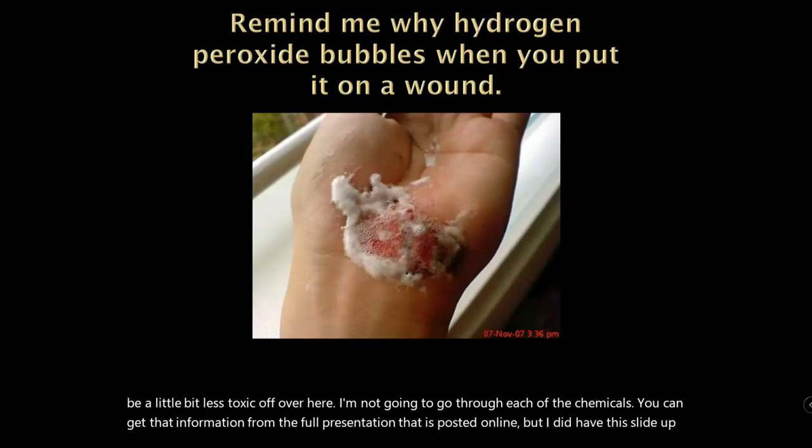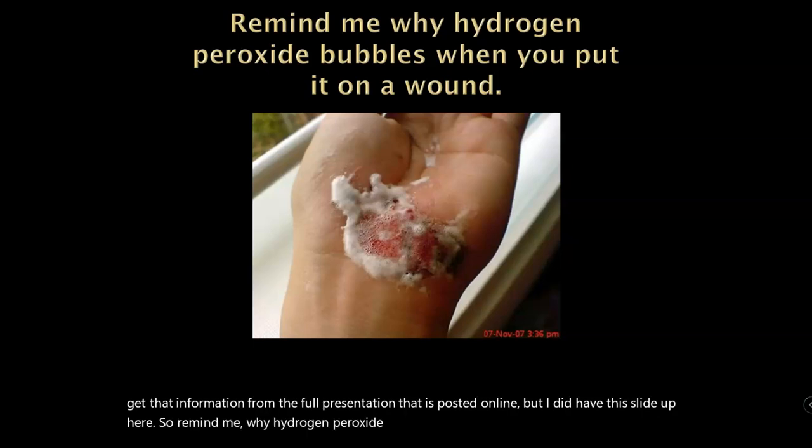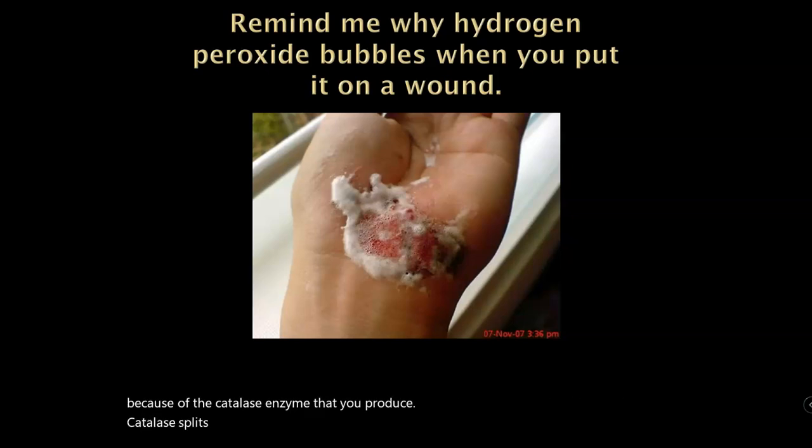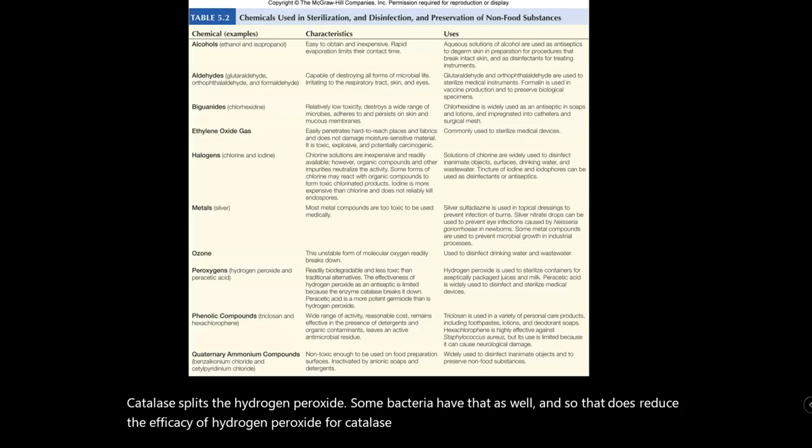So remind me why hydrogen peroxide bubbles when you put it on a wound. That's because of the catalase enzyme that you produce. Catalase splits the hydrogen peroxide. Some bacteria have that as well, and so that does reduce the efficacy of hydrogen peroxide for catalase positive organisms.